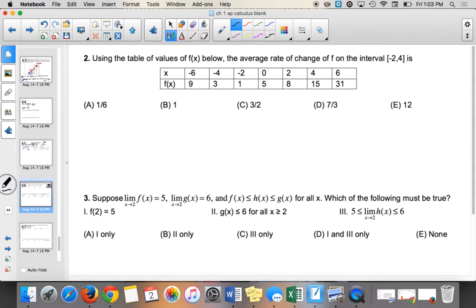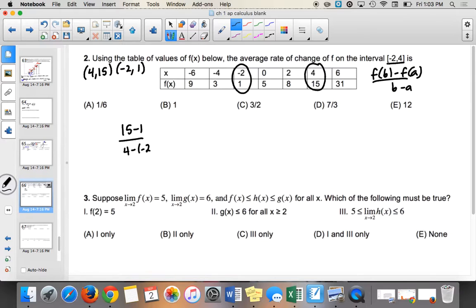So using the table of values of f of x below, the average rate of change of f on the interval negative 2 to 4 is what? So if we're on the interval negative 2 to 4, we're going to look at negative 2 and 4 for our x values. And the average rate of change is that f of b minus f of a over b minus a. In other words, it's the slope. So we notice that we have 2 points. We have 4 comma 15 and we have negative 2 comma 1. So when we find the slope, we have 15 minus 1 over 4 minus negative 2. So 14 over 6 reduces to 7 over 3. So it should be D.